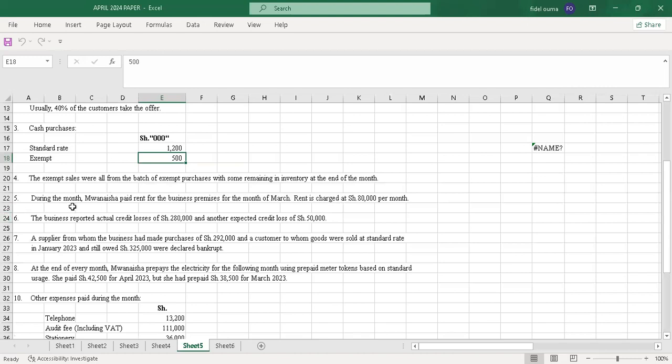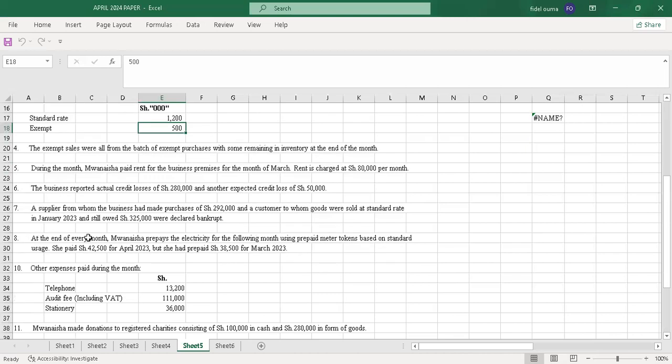So I'll go to number 5. During the month, Mwanaisha paid rent for the business premises for the month of March. Rent is charged at shillings 80,000 per month. Number 6. The business reported actual credit losses of shillings 280,000 and another expected credit loss of shillings 50,000. Number 7. A supplier from whom the business had made purchases of shillings 292,000 and a customer to whom goods were sold at standard rate in January 2023 and still owed shillings 325,000 were declared bankrupt.